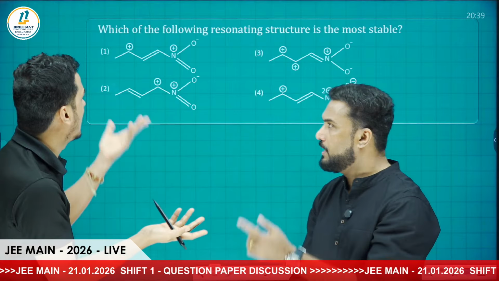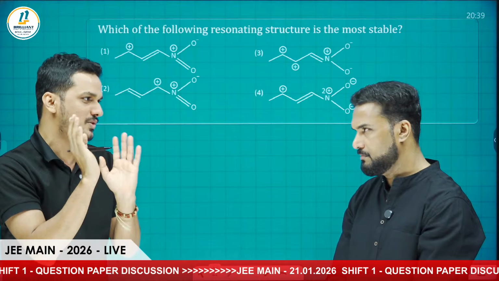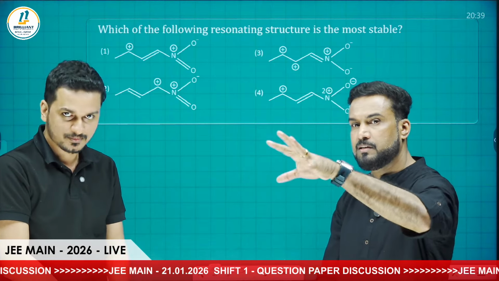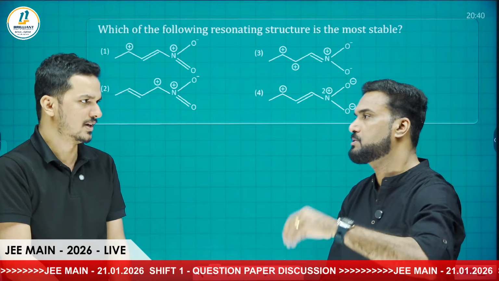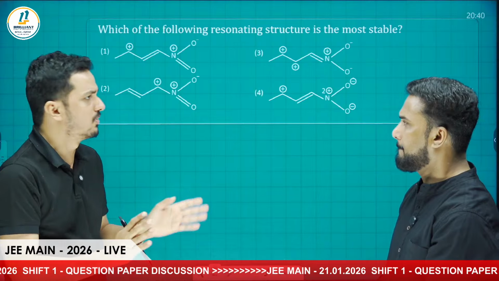So we can use that technique itself. An electronegative atom should contain the negative charge, and the electropositive atom should get the positive charge. That's the logic behind the criteria we use to decide the stability of a resonance structure. But here everywhere they are completing the octet. There is no problem in that.